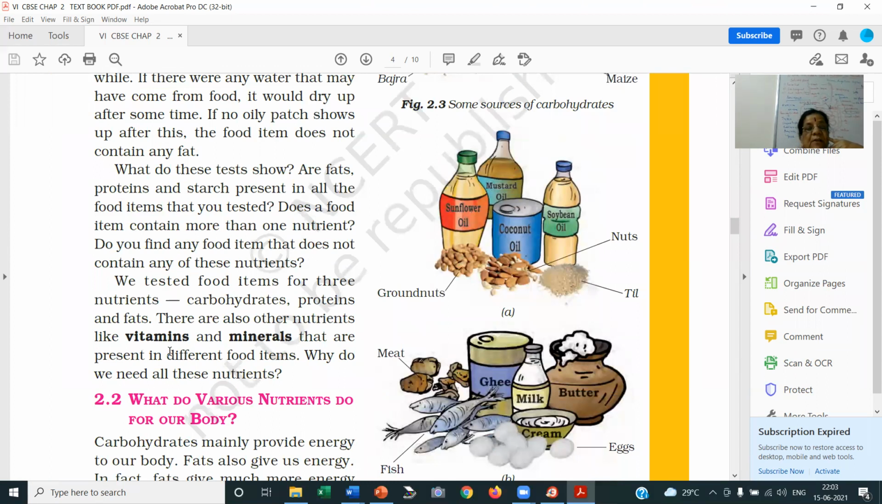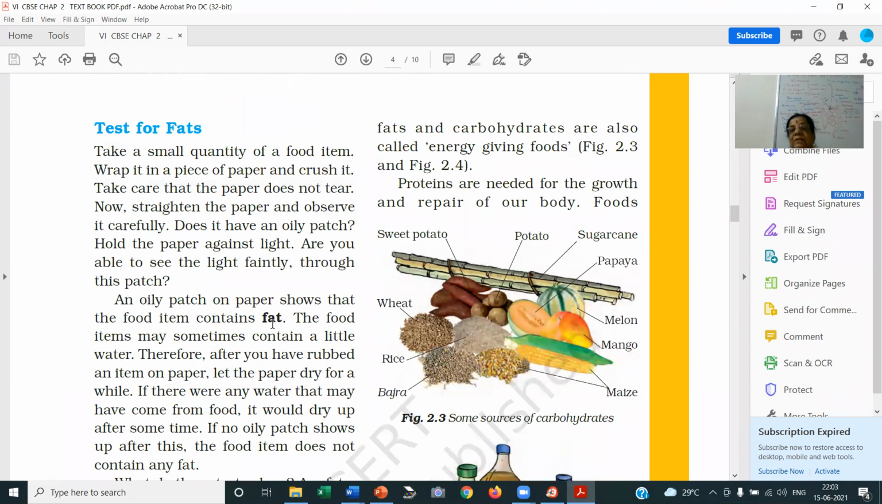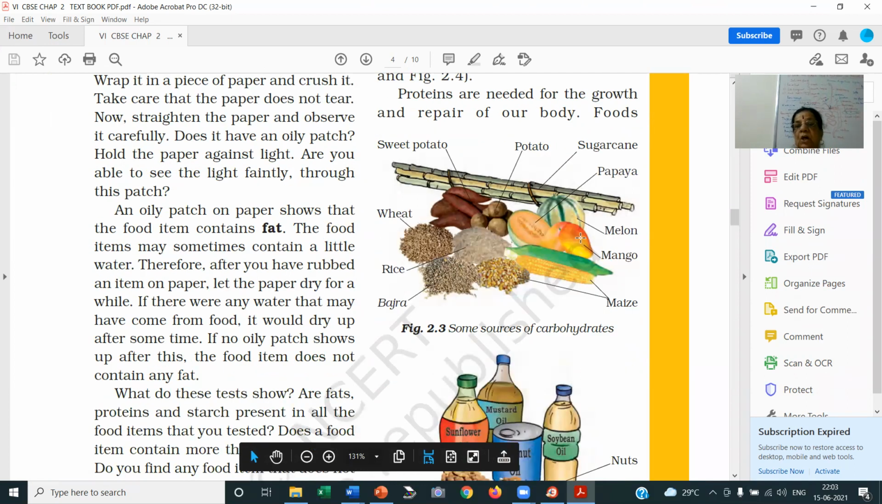Right. The next one, vitamins and minerals. These vitamins and minerals are required in very small quantity. They are protective food. Carbohydrate and fats are energy giving food. Protein is a bodybuilding food, whereas vitamins and minerals are protective food. I hope you understand. So the given figure I already gave during the concerned video; these are all sources of carbohydrates.